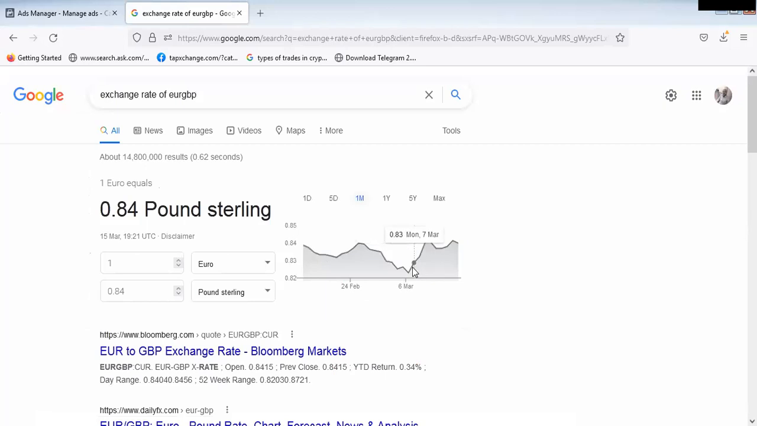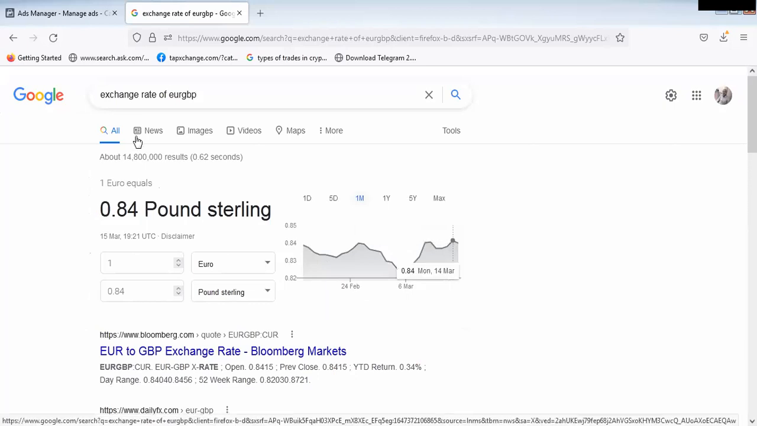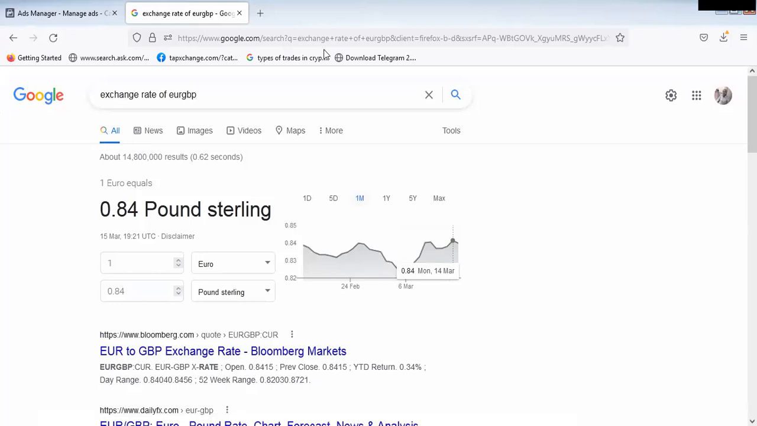Now, as at the 7th of March, the exchange rate of Euro GBP is 0.82. It rose to 0.84 and it's still rising. So what that means is that the Euro is increasing seriously. Euro is rising seriously in that case.